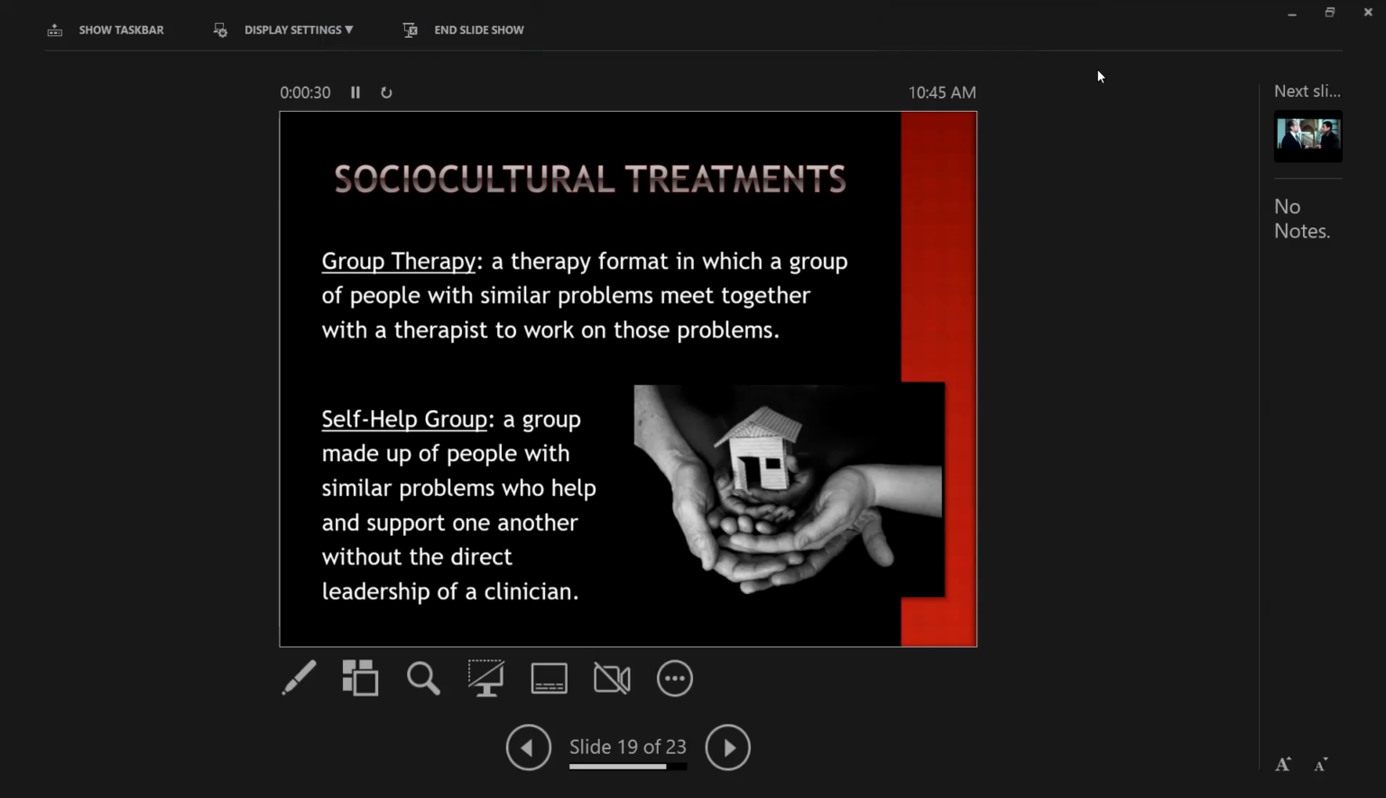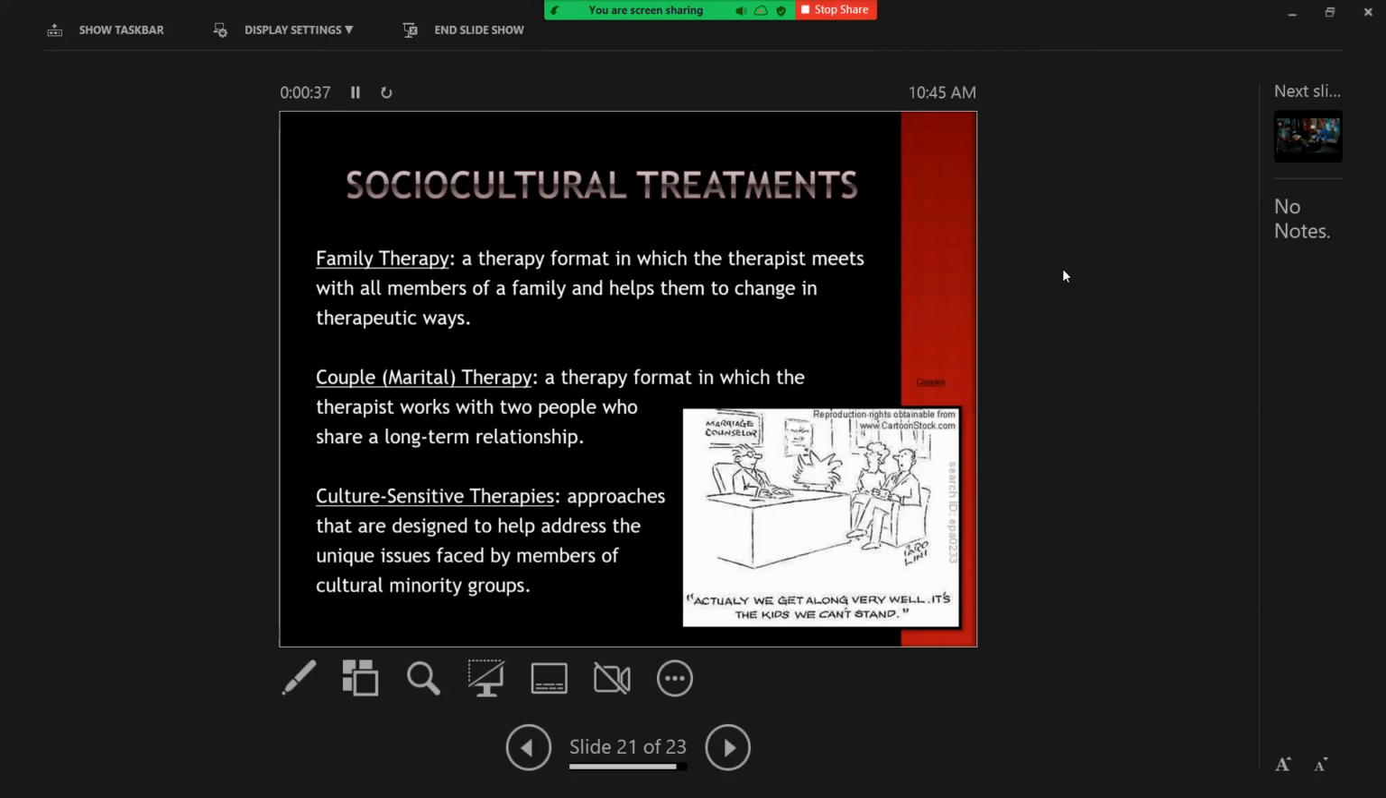So if more than one person, we're going to treat more than one person together. The other two from this perspective that are even more common, or I guess two, and then there's one side one here: family therapy and couples or marital therapy. Those are other modalities that are really common treatments from this perspective.